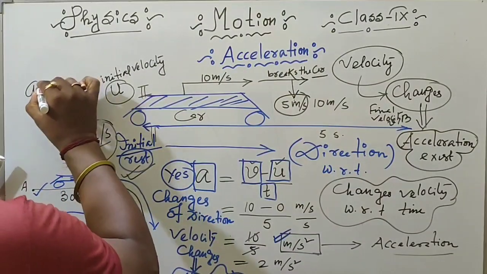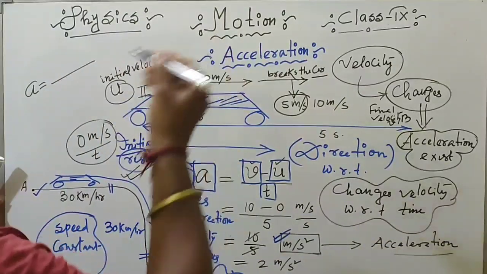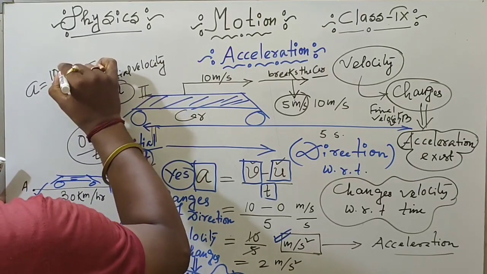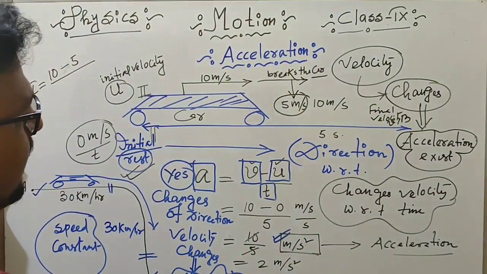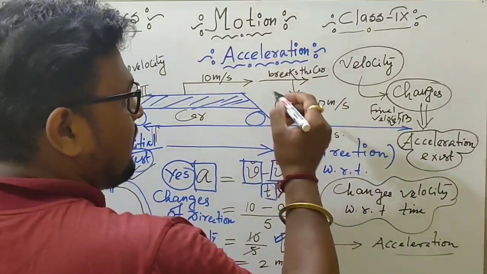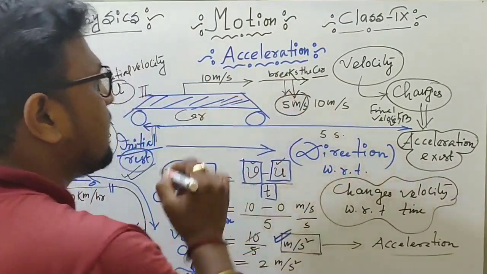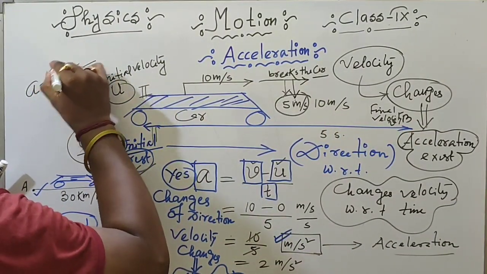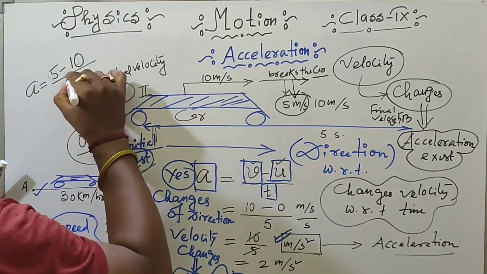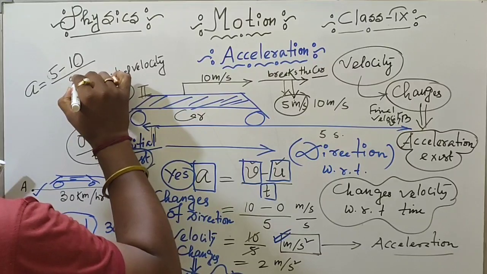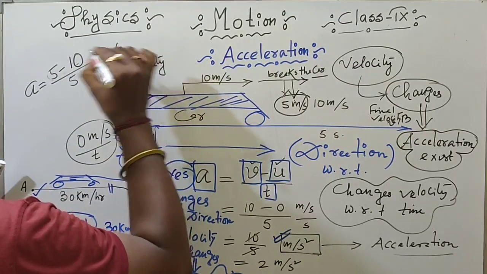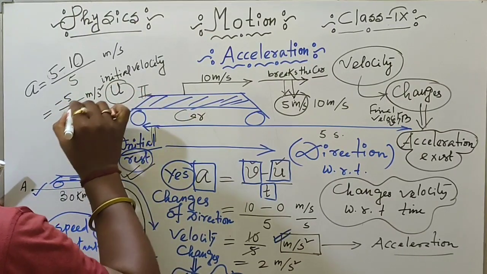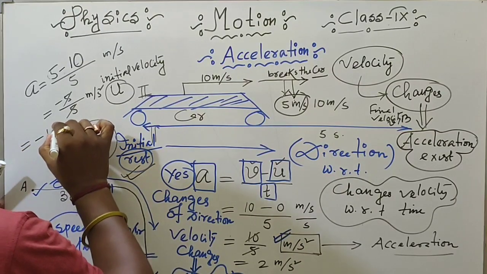So your acceleration will come. Acceleration is equal to final velocity minus initial velocity. Your initial velocity is 10 meters per second, and after the driver brakes the car, your velocity decreases. That means your final velocity here is how much? 5. And your initial velocity here is how much? 10. Over the time taken, say for example, 5 seconds. So minus 5 over 5, meters per second squared. The answer will come negative.